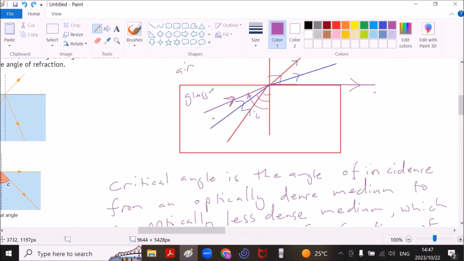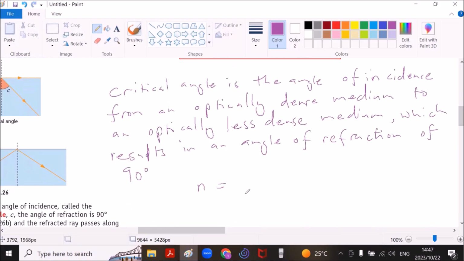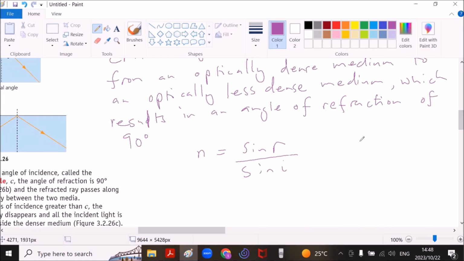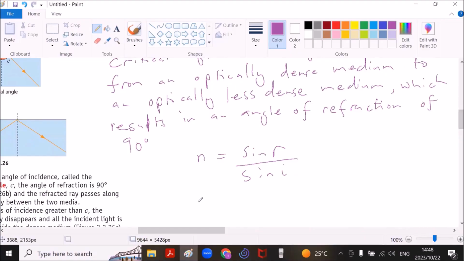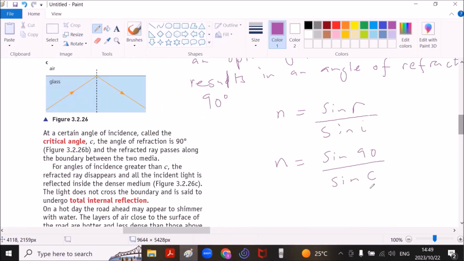If we are coming from a denser medium to a less dense medium, we say N is equal to sine R over sine I. Remember, it's the reverse when you are coming from a less dense to a denser medium. We say sine incident over sine refracted. But when you are coming from a denser medium, we say sine of refracted over sine incident. So at critical angle, R is equal to 90, N is equal to sine 90 over sine C.